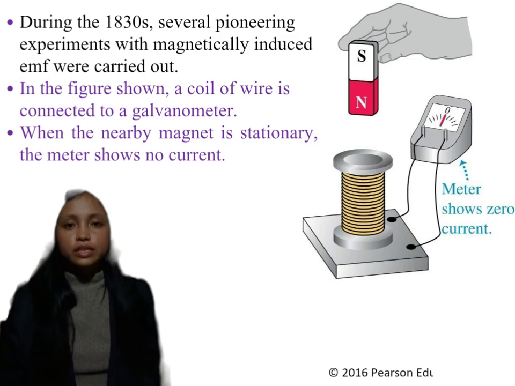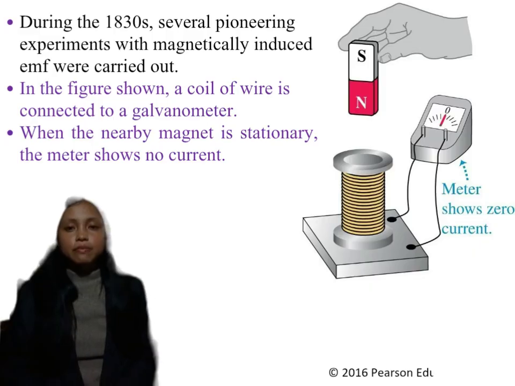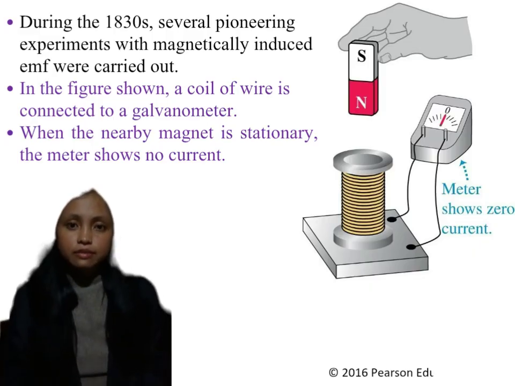Here we see a coil connected to a galvanometer and a nearby magnet. When the magnet is not moving, the meter shows zero current. Even though a magnetic field is present, nothing happens. This tells us that a magnetic field alone does not induce current.